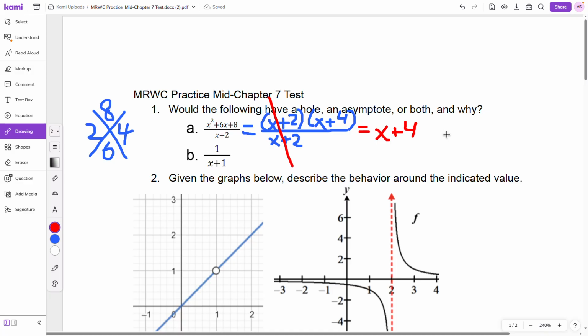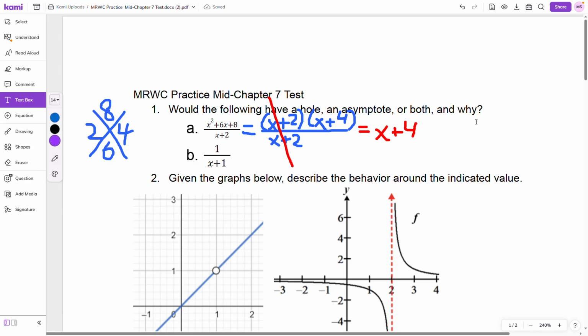What happens in the original if you plug in negative 2? You get 0 on the bottom. Very good. Negative 2 would make a 0 in the denominator, and we know that's not allowed. And so negative 2 is one of the excluded values. You know what that means for holes and asymptotes? What is it, hole or asymptote for negative 2? Hole. Okay, so this means that there is a hole at negative 2.